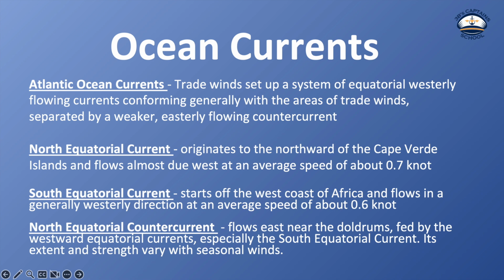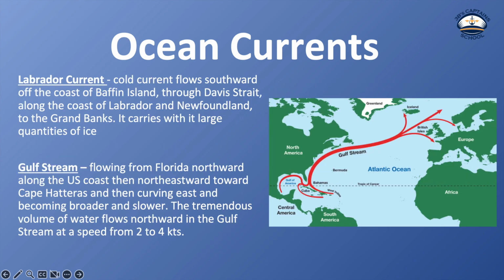There's a north countercurrent to those that flows east near the doldrums, fed by the westward equatorial currents, especially the South Equatorial Current. Its extent and length vary with seasonal winds. Two that we're going to experience here in the U.S., exclusively on the East Coast, are the Labrador Current, which is a cold current that flows southward off the coast of Baffin Island through the Davis Strait along the coast of Labrador and Newfoundland to the Grand Banks. It carries with it large quantities of ice. So that's this northerly current that flows south.